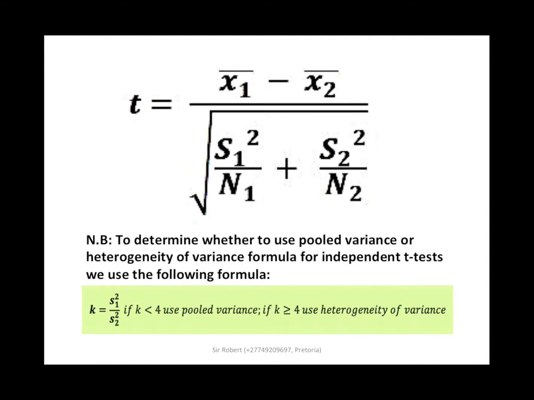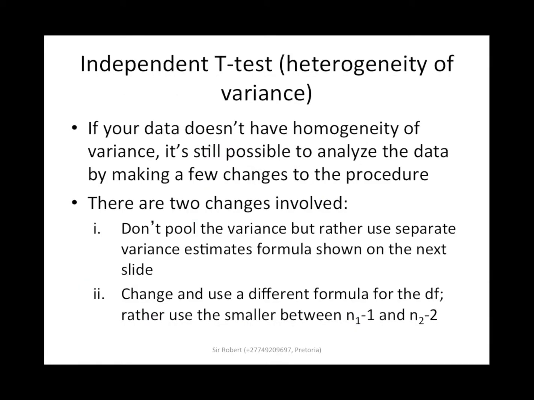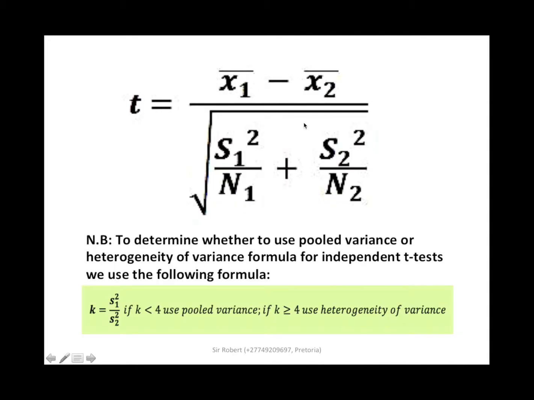So this is the formula for the heterogeneity of variance. Remember we said don't use the pooled variance, but rather use separate estimates shown on the next slide. So this is the one for heterogeneity of variance. So to be S1 like that.